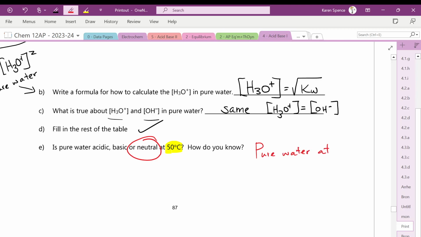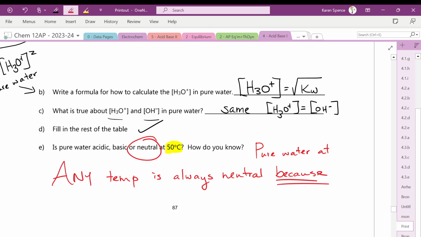Pure water at any temperature is always neutral. And you're going to fill in the because. Try and fill in the because. Chat with your neighbor. See if you can fill in the because.